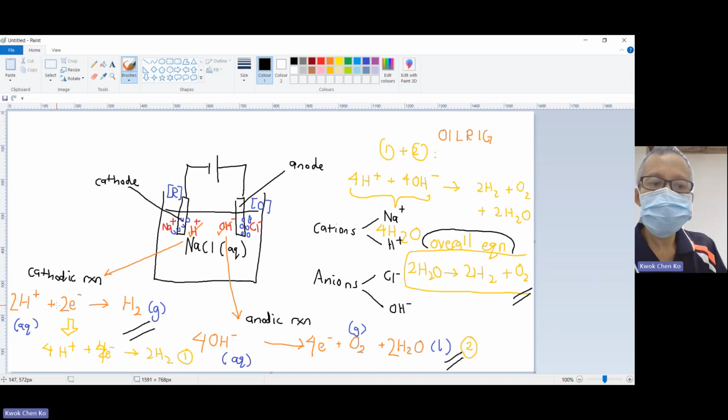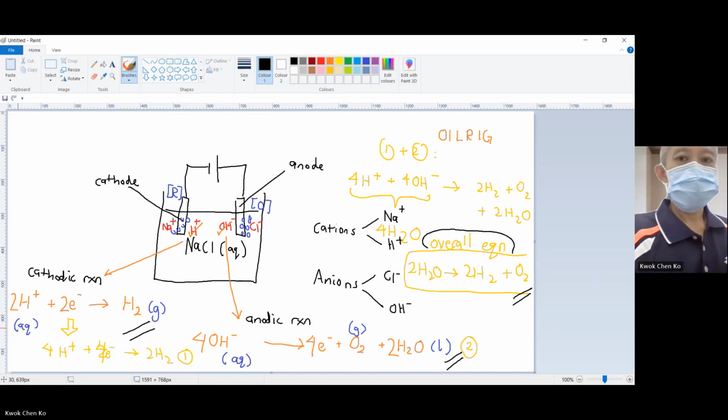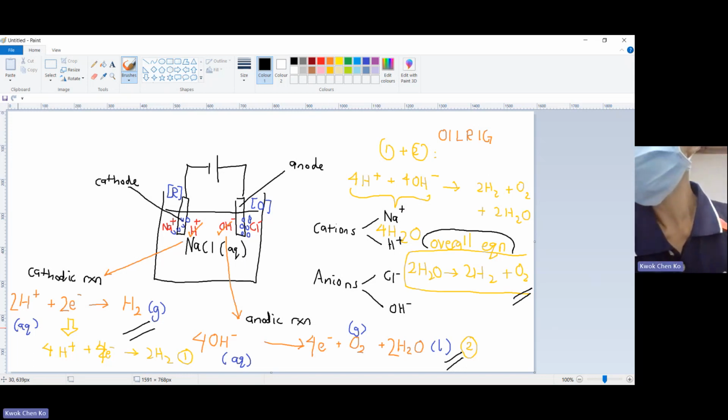Now, reminder, in case you didn't notice, cathodic and anodic reactions have electrons inside. Keep that in mind. Overall reaction should not have electrons. Okay, that's just one case.